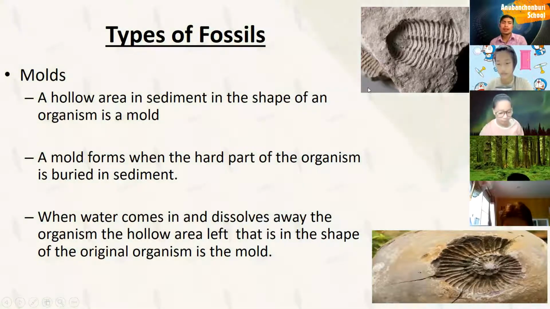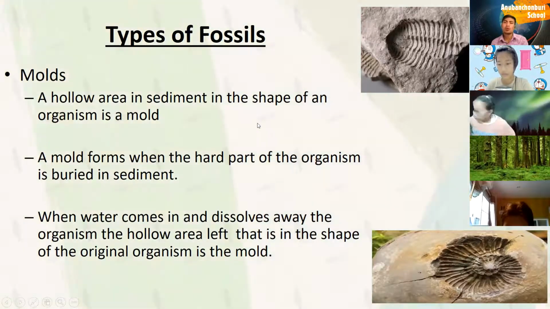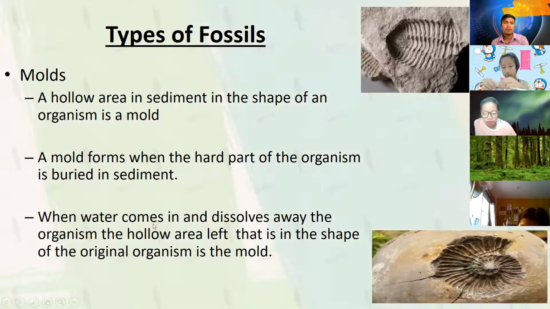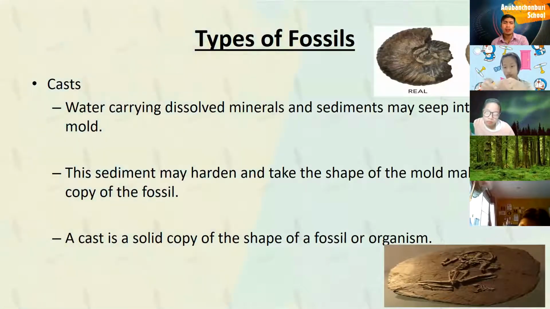A mold is a hollow area in sediment. Hollow means empty, like the one that you can see in the pictures. They are empty, but they copy the shape of an organism. So they copy only the shape. A mold forms when a hard part of the organism is buried in sediment. When water comes in and dissolves away the organism, like the body, the area like this will remain. So the shape will be there also. It will harden. So the next type here is casts.